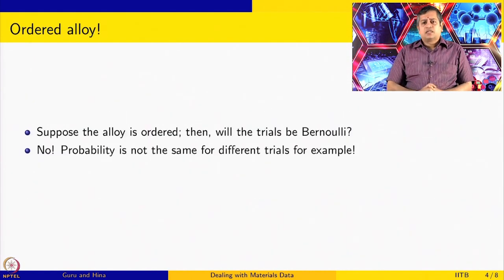Based on the Bernoulli trial, you can now ask the question, suppose the alloy was not random, it is an ordered alloy, say. Let us say that there are specific sites which are occupied by A atoms and there are specific sites which are occupied by B atoms. Now will the trials be Bernoulli? They will not be. Because if you do different trials, if you pick a random atom, depending on where the atom was picked from, depending on the site, the probability of finding a B atom will be different for different sites. So this cannot be considered as a Bernoulli trial.